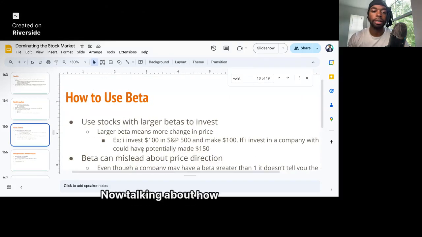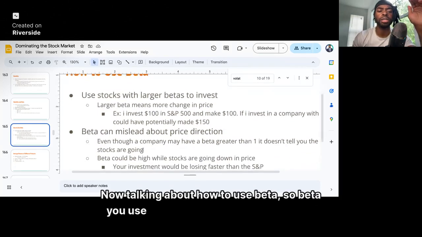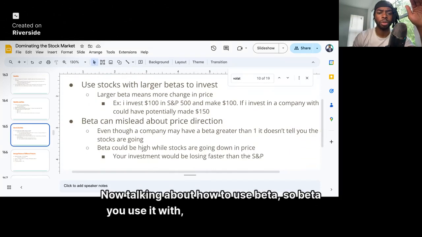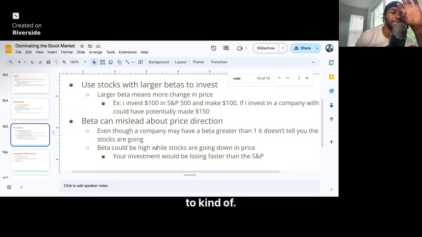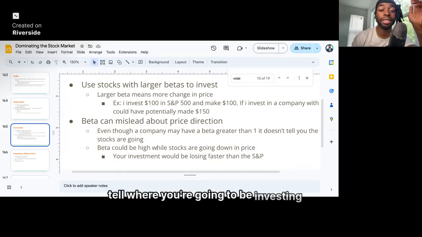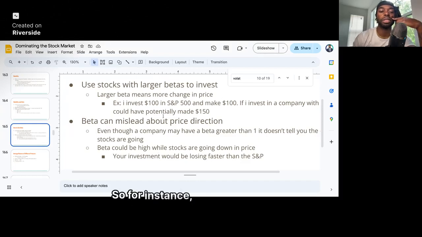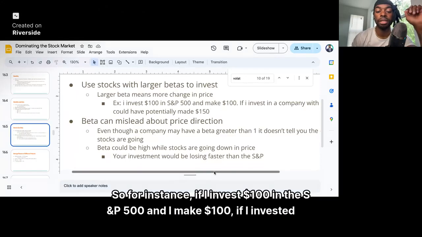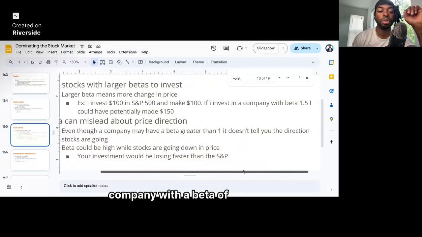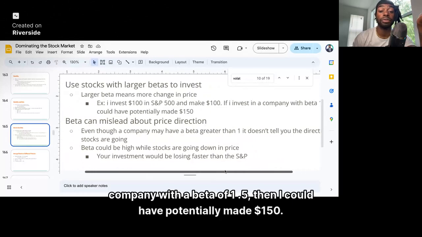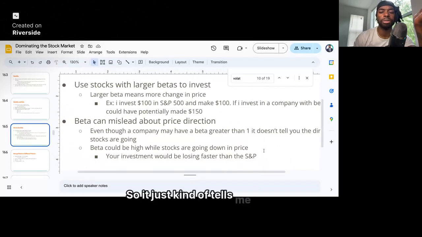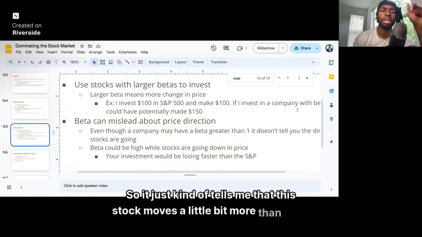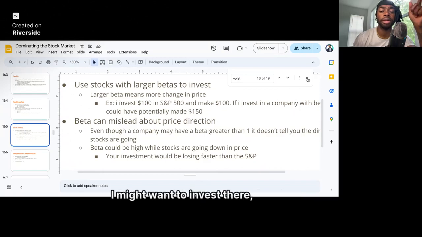Now, talking about how to use beta. So you basically use beta to kind of tell where you're going to be investing in different stocks. So for instance, if I invest $100 in the S&P 500 and I make $100, if I invested in a company with a beta of 1.5, then I could have potentially made $150. So it just kind of tells me that this stock moves a little bit more than the S&P 500. I might want to invest there.